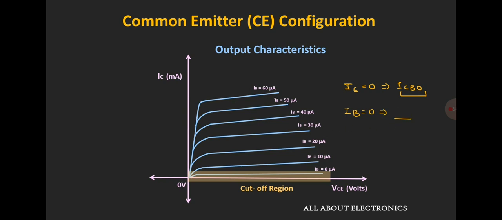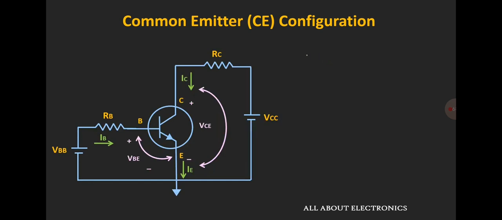So let us understand it. Now in case of the common base configuration, we had seen that the collector current IC can be given as alpha times IE plus ICBO, where ICBO is the reverse saturation current. Now we also know that this emitter current IE can be given as IC plus IB. That means we can say that this collector current IC is equal to alpha times IC plus IB.